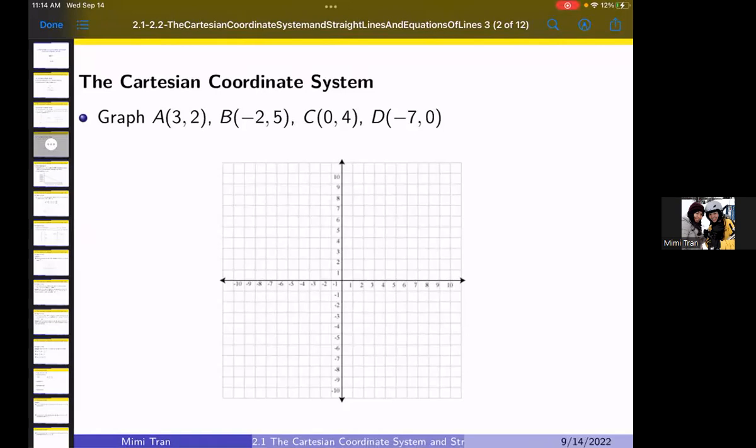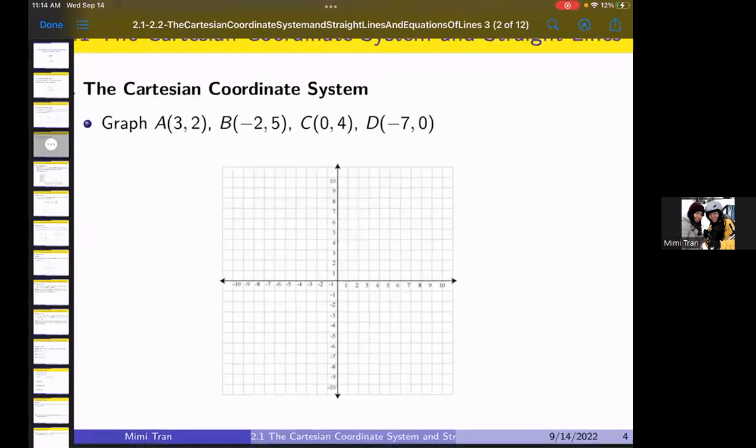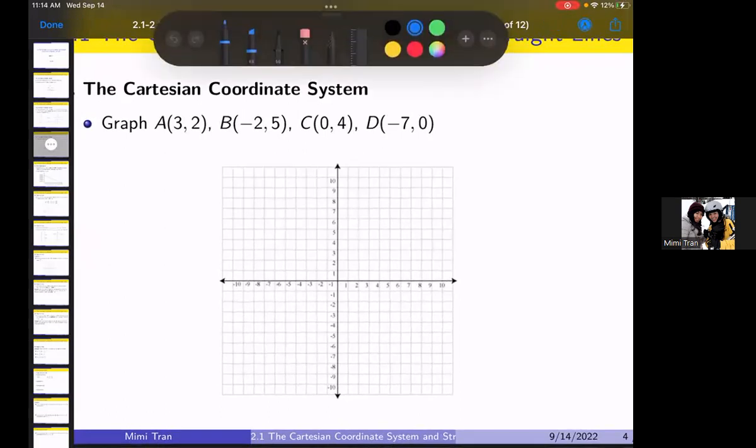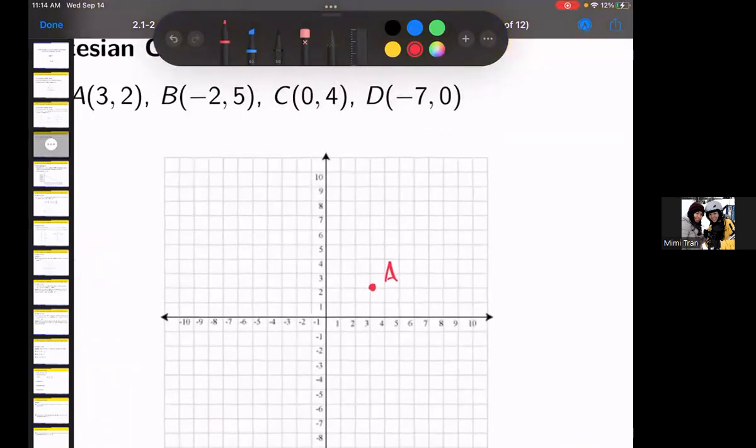Okay. So for example, point A, the width will be 3, right? And the height is 2. So go horizontal 3, and then go up 2. So right here, that's A. For B, -2, 5. Negatives go left, -2, go up 5. So that's B.